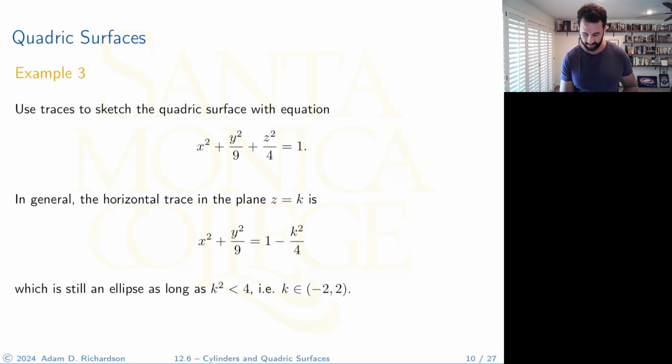If k squared is greater than 4, then you've got problems. That's not going to work because the sum of two squares cannot be negative. So that means there are boundaries. There are boundaries to this object.